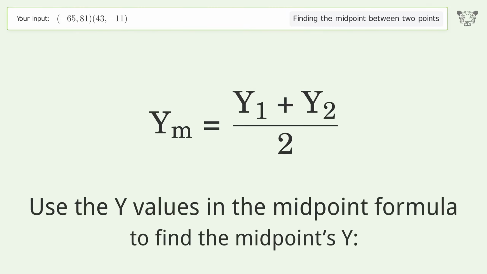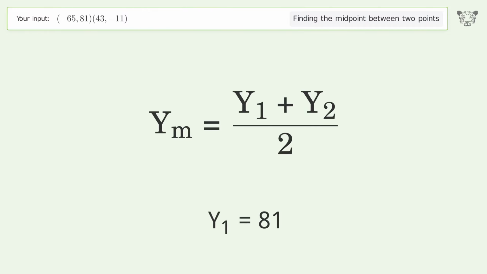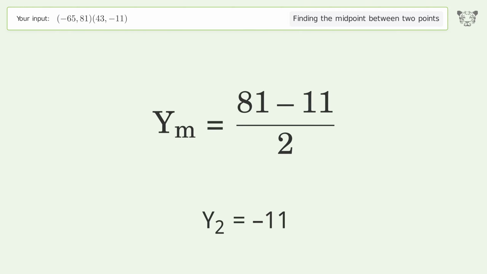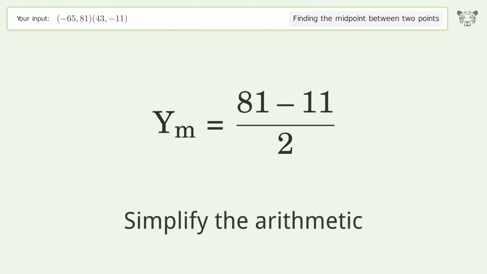Use the y values in the midpoint formula to find the midpoint's y. y1 equals 81. y2 equals -11. Simplify the arithmetic.